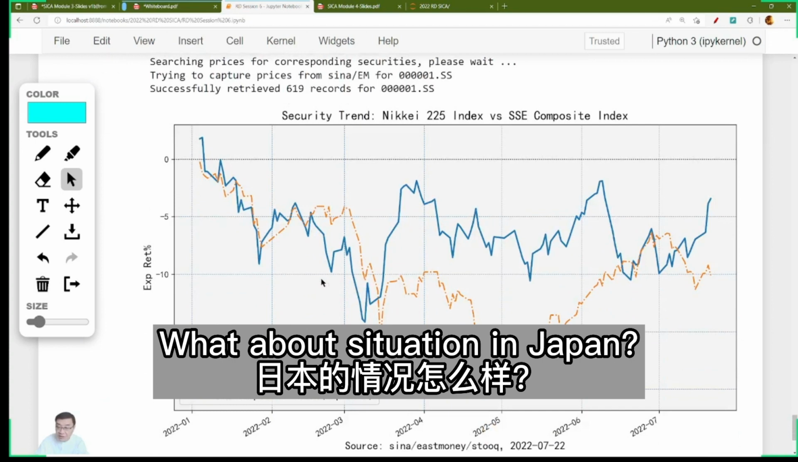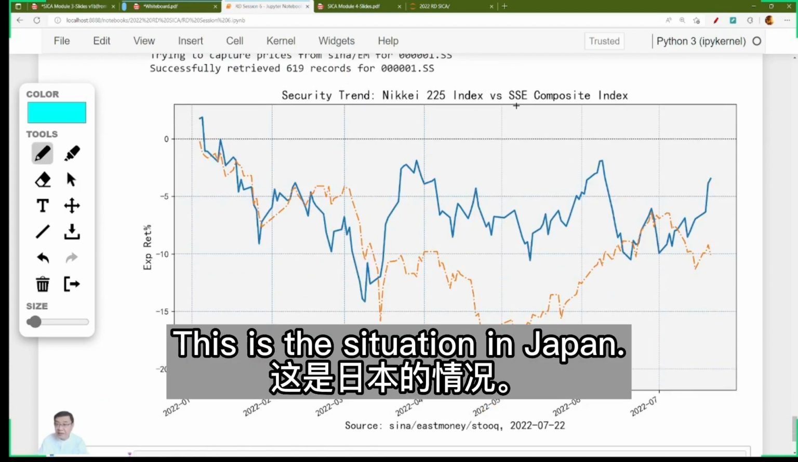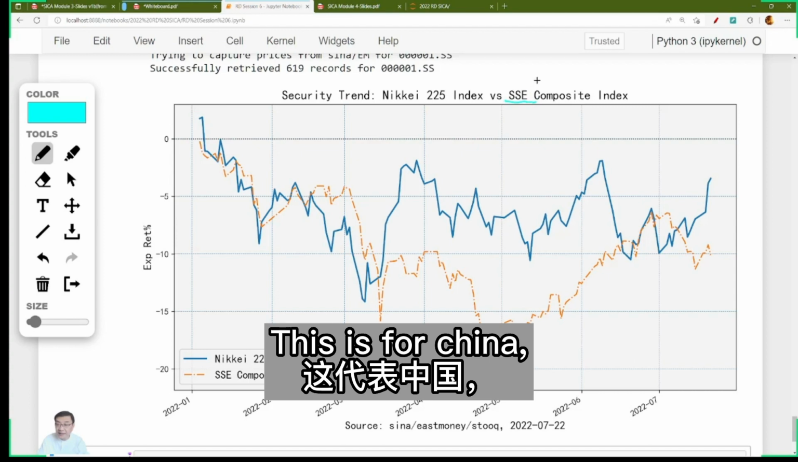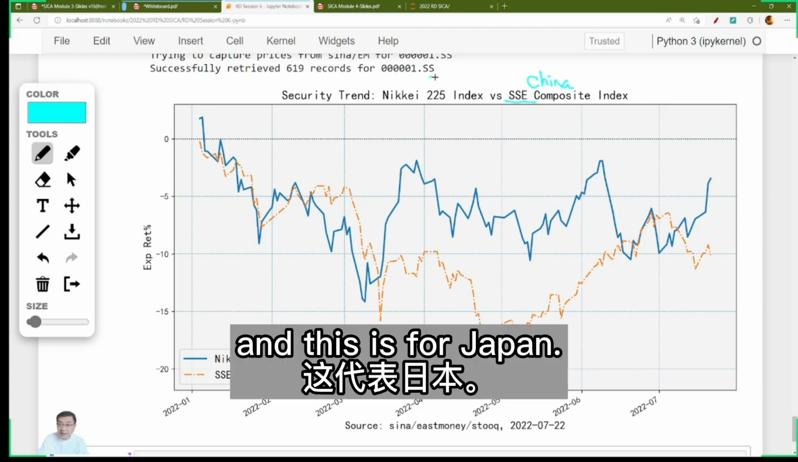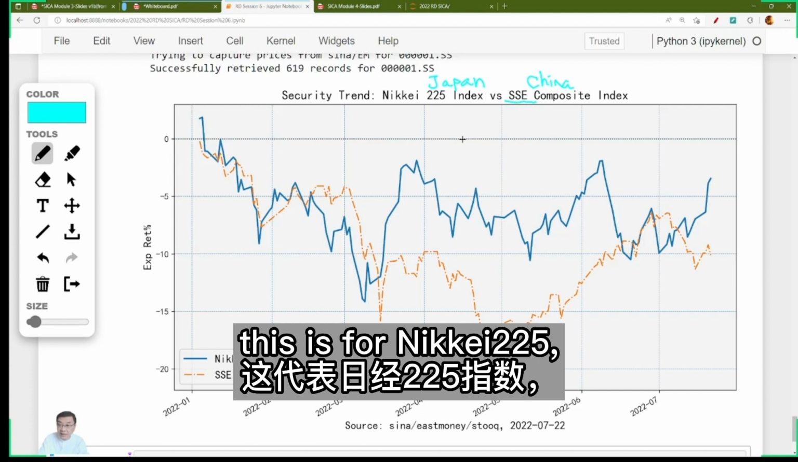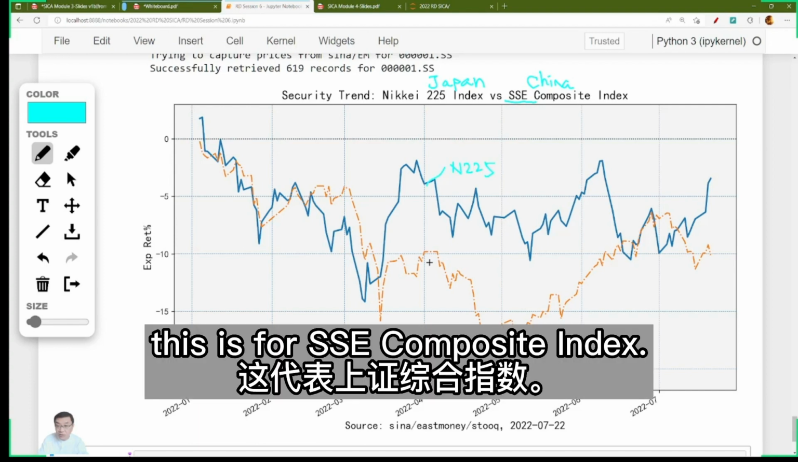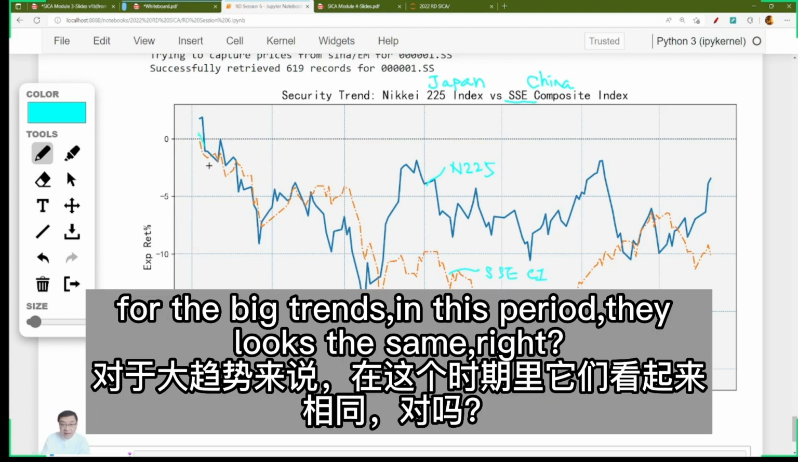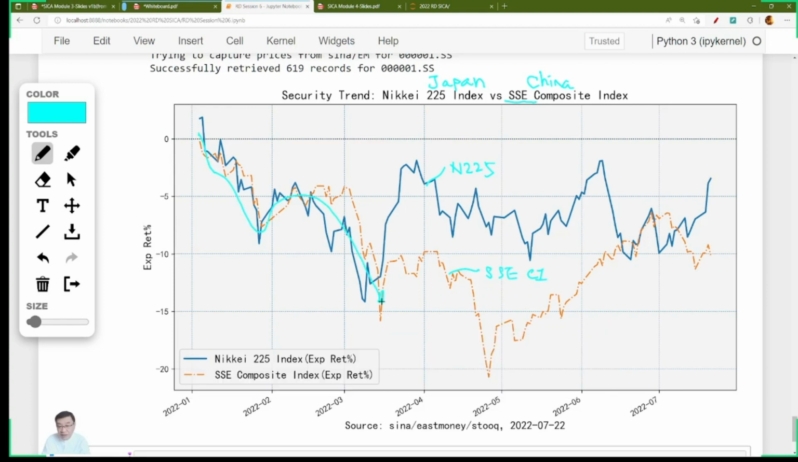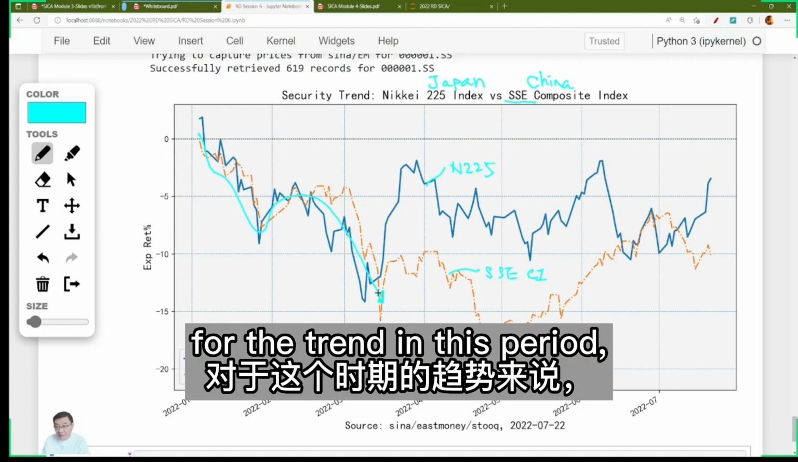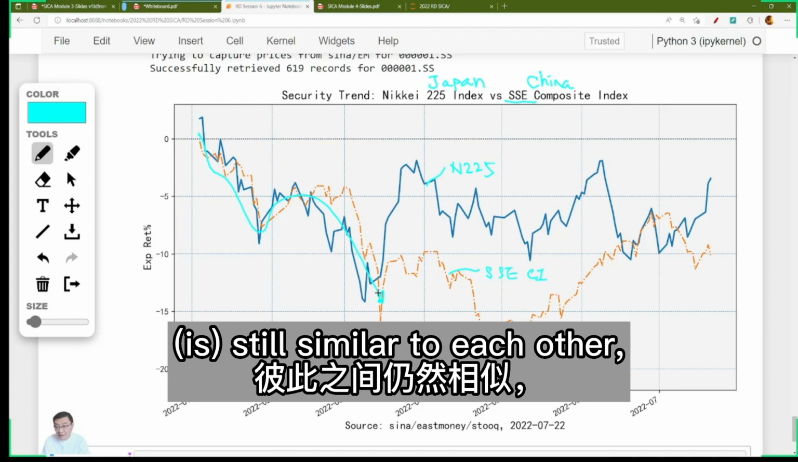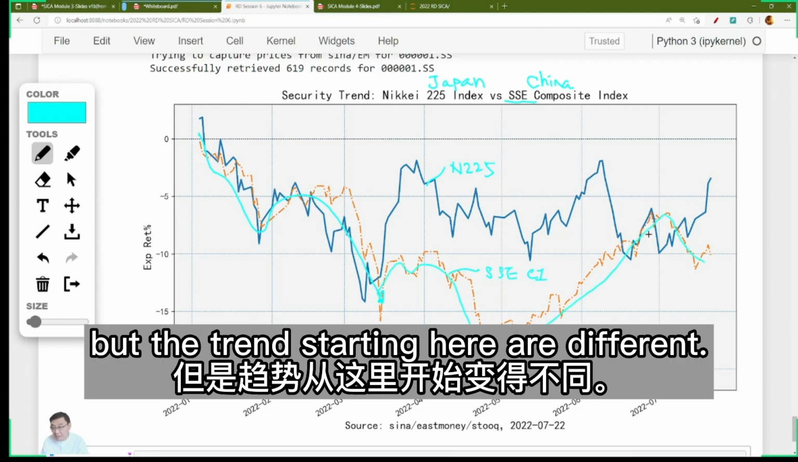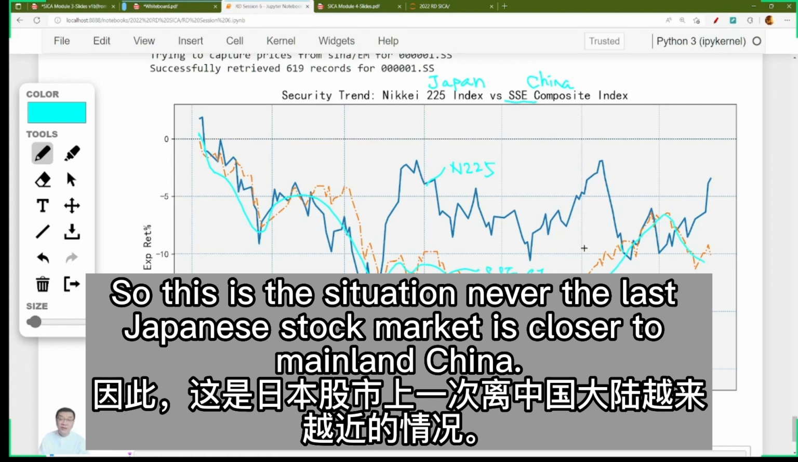What about the situation in Japan? This is the situation in Japan. This is for China, and this is for Japan. This is for Nikkei 225. This is for SSE Composite Index. Well, what can we say from this graph? First point is, for the big trends in this period, it looks the same, right? They look similar to each other. For the trend in this period, still similar to each other, but the trends starting here are different. Okay, so this is the situation.